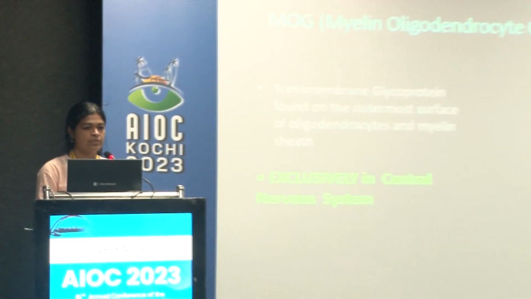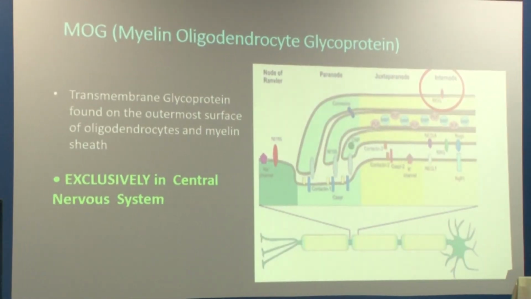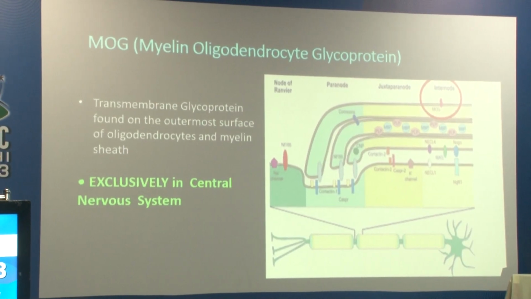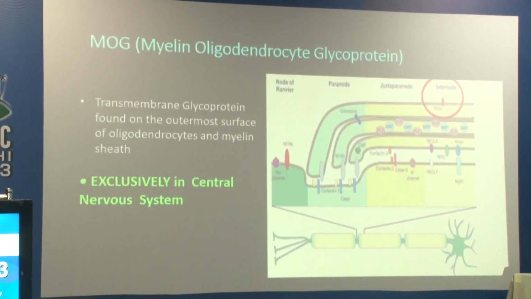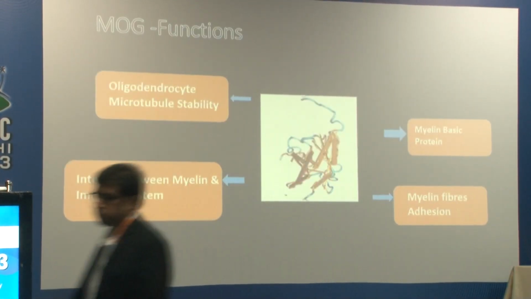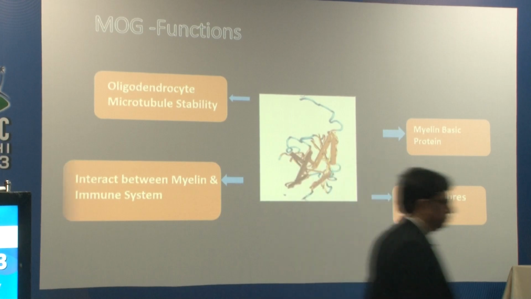Good morning, all. I will be discussing the clinical phenotype and radiological findings of MOG IgG associated optic neuritis, a retrospective study. MOG, or myelin oligodendrocyte glycoprotein, is a transmembrane glycoprotein found on the outermost surface of oligodendrocytes and the myelin sheath, and it is found exclusively in the central nervous system. The functions of MOG are mainly myelin fiber adhesion, interaction between the myelin and the immune system, and oligodendrocyte microtubule stability.